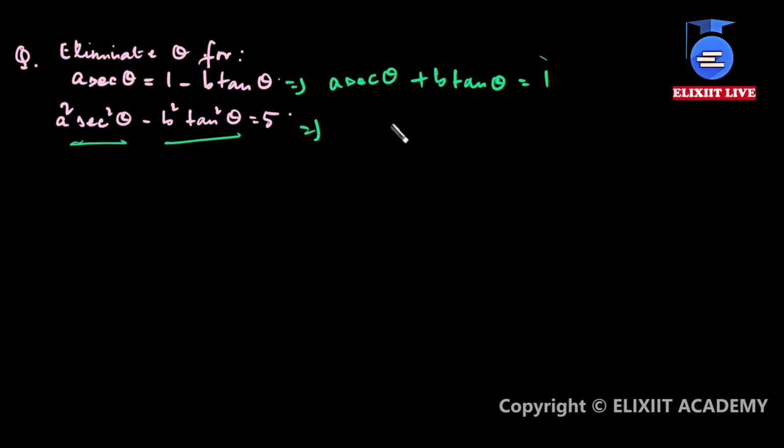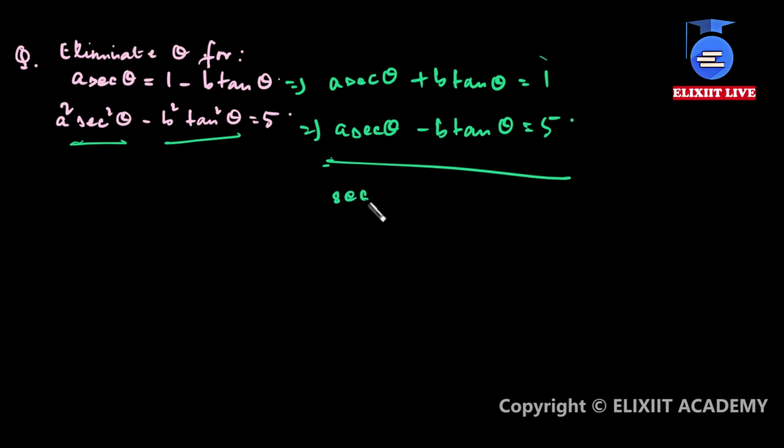So this will become what? Can I say from here, a sec theta minus b tan theta is equal to 5, after simplification? Clear? So now, next what? Simply add them up. You find out what sec theta is from here. Sec theta will be 3 by a.